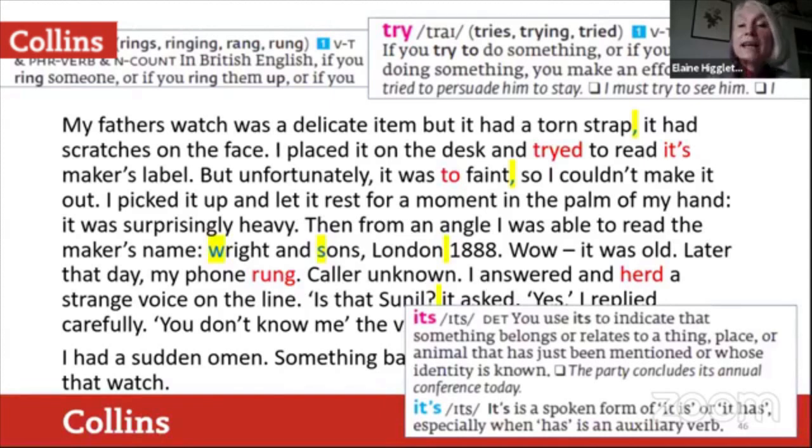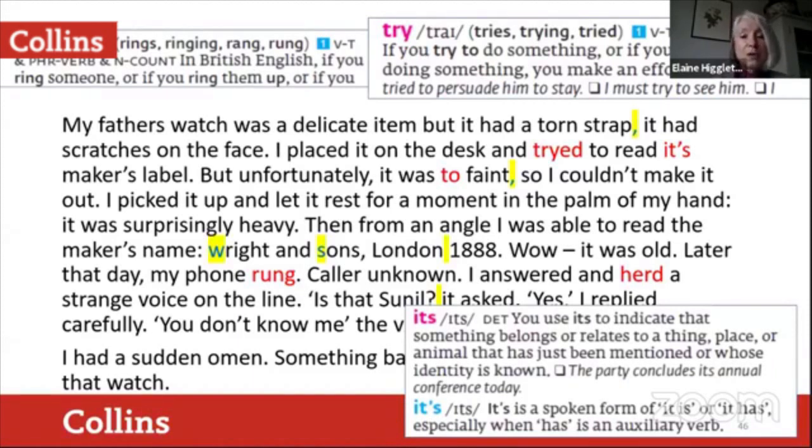Right, let's look at tried. Tell me what's wrong with tried and tell me which bit of the dictionary entry gives us the information we need to correct it. The spelling is wrong. Yes. Which bit of the dictionary entry gives us the information we need to correct it? The past tense form. It's shown explicitly in the dictionary, the inflected form. It should be past tense form within the brackets. Absolutely. Yes. Well done.